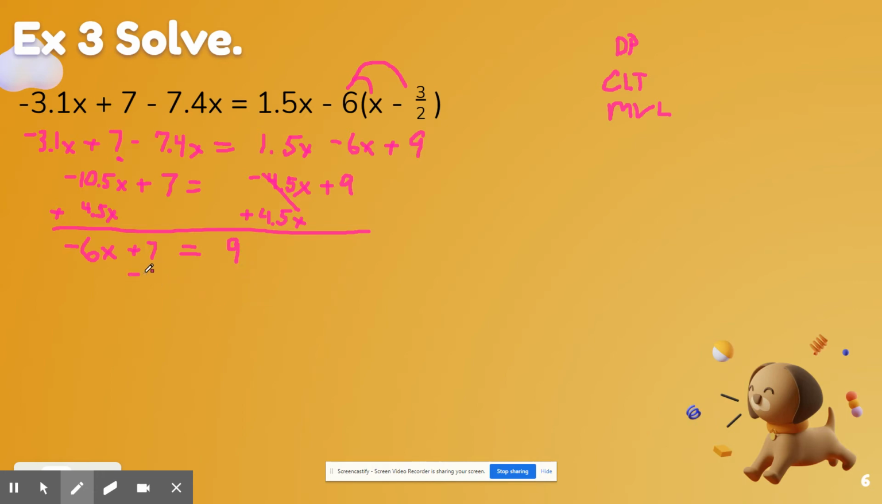Now we're going to subtract 7 from both sides. Negative 6x drops down. These cancel. Equal sign drops down. 9 minus 7 is 2. And then we're left with divide by negative 6. These cancel. X is going to drop down. It's equal.